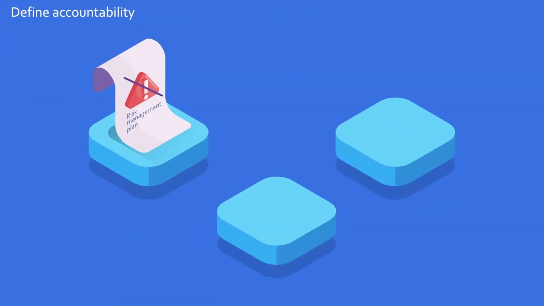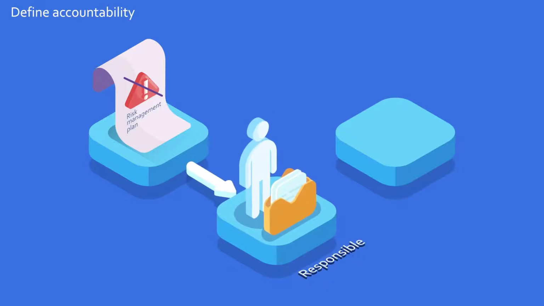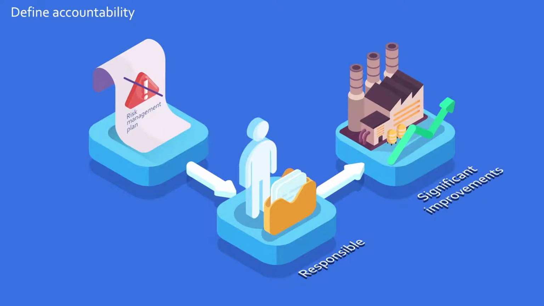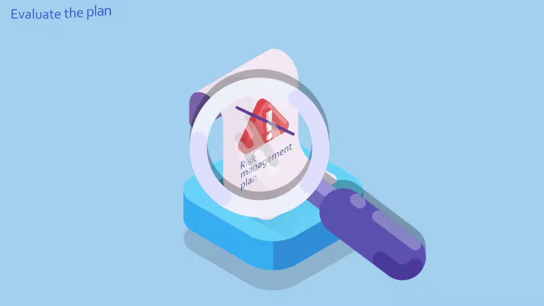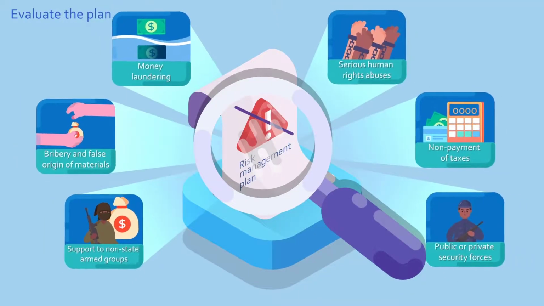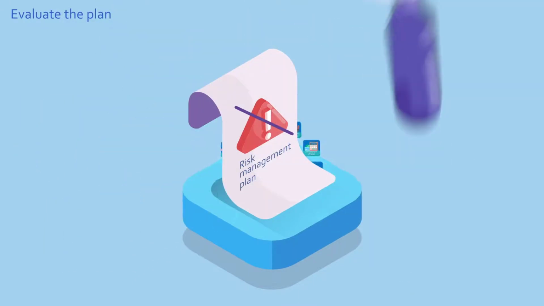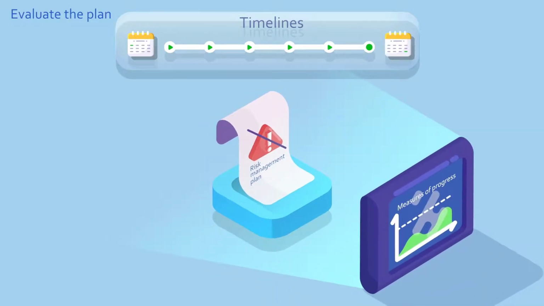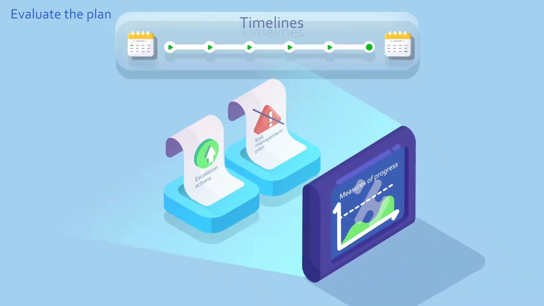Ensure a clear process is in place. It should define who is responsible for what and who is accountable. To be acceptable, the plan should lead to significant improvements. Evaluate your risk management plan to be sure it fits the risks you identified. Develop clear timelines, measures of progress, and escalation actions.